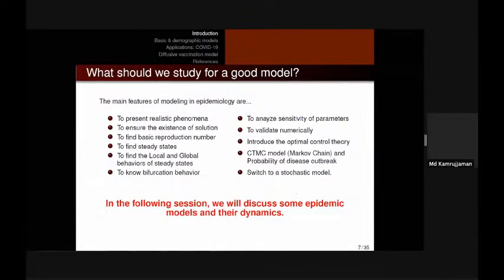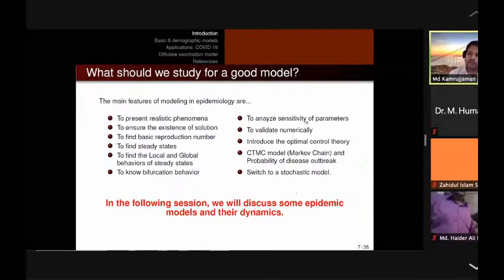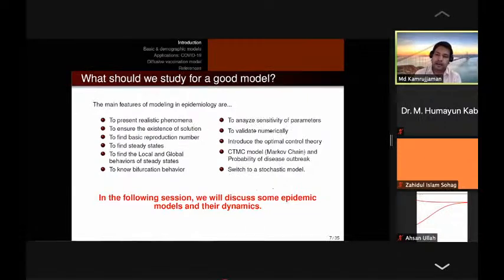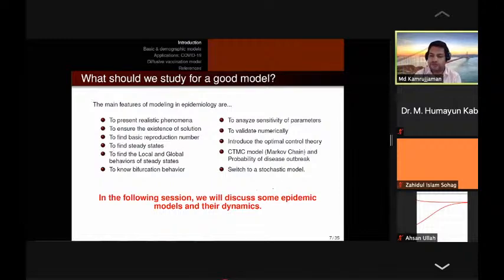Equilibrium points, to know the bifurcation analysis, to analyze sensitivity of parameters, that means which parameters are dominating the results, to validate the results numerically, then introduce the optimal control theory. And I believe after today, the next lecture will be about the optimal control theory, the CTMC model, also known as the Markov chain, and probability of disease outbreak. And finally, you can choose a space stochastic model.